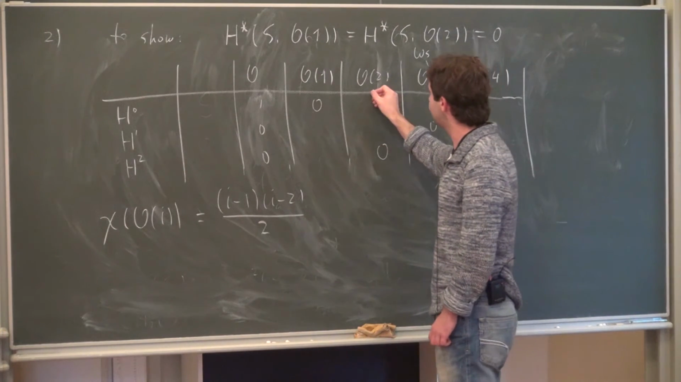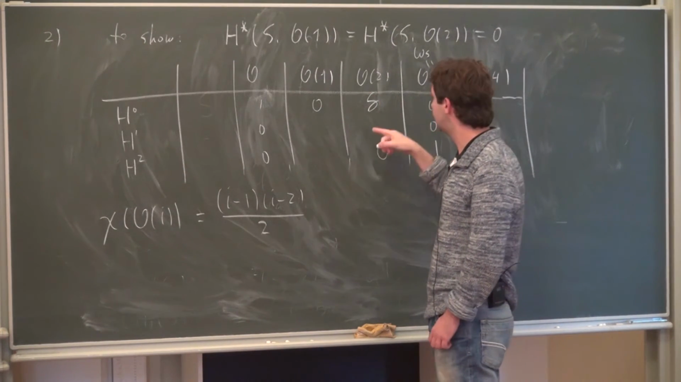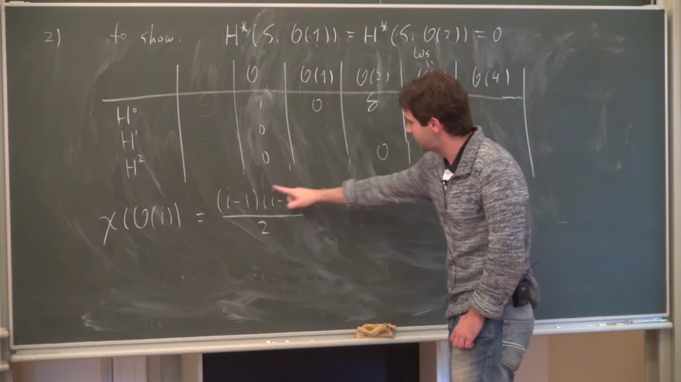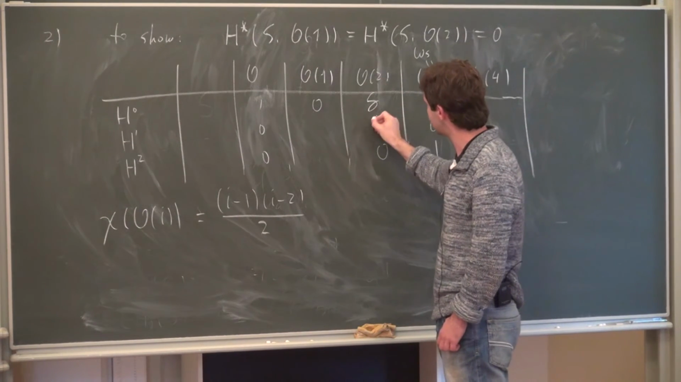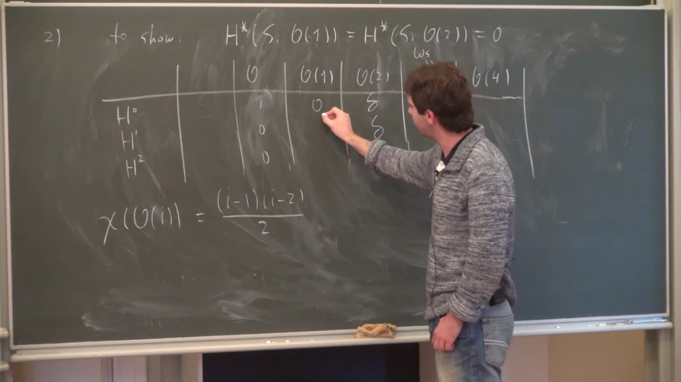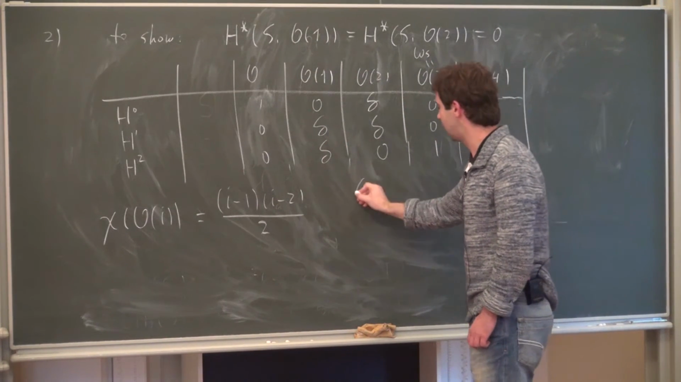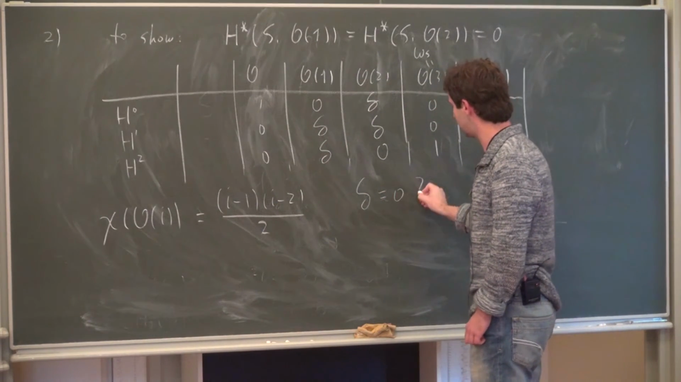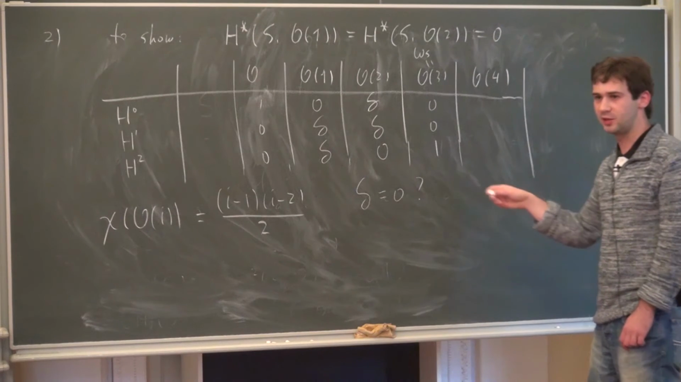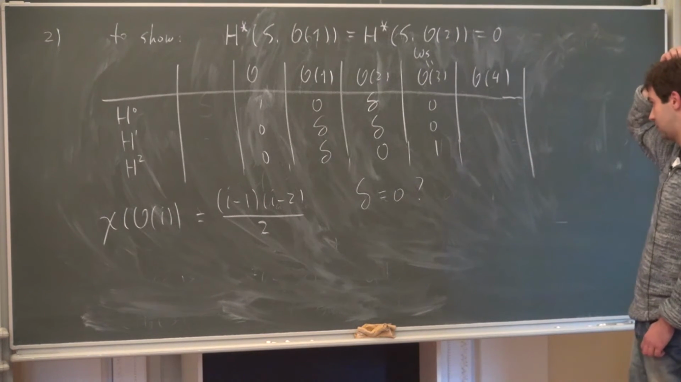If I write this delta for this one, then because this vanishes on this, this is also delta. And then by duality, I have the same two numbers here. So we'll need to argue that delta is 0. And it's not quite trivial, even though it looks kind of obvious now.